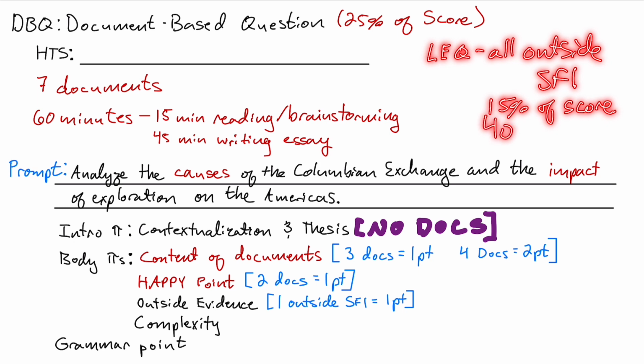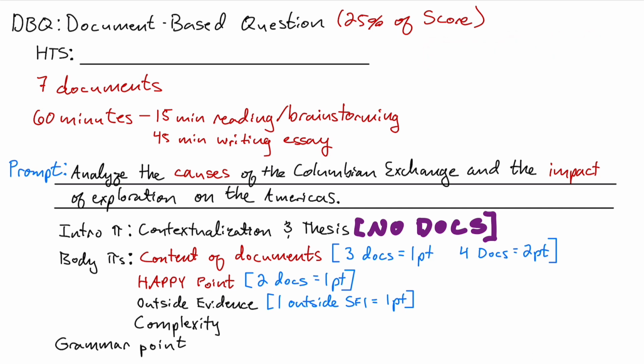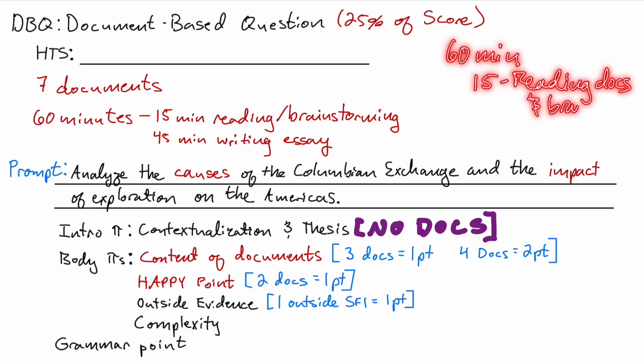7 documents, and this essay is going to span 60 minutes. Now, 15 minutes are spent reading the documents and writing down notes on how you might use them, so essentially a rough draft or outline of your essay. And then the remaining 45 minutes should be spent actually writing the essay itself.